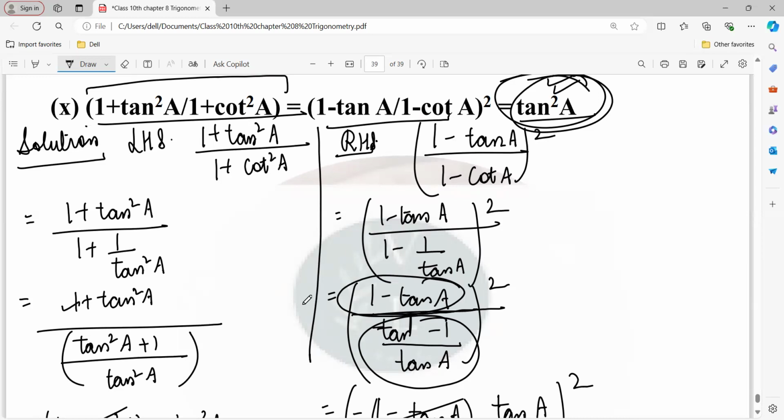Wonderful. So with this, we have completed chapter 8 of the class 10 trigonometry. All the NCERT questions we have completed, and we have already completed the previous year questions. For that, you can watch my previous playlist for the same topic.